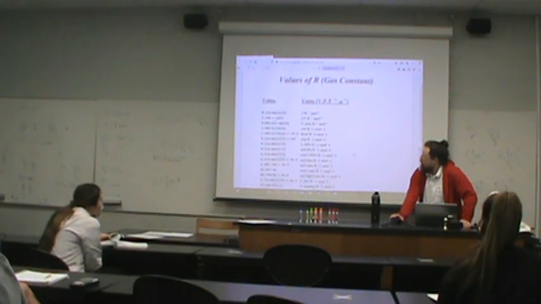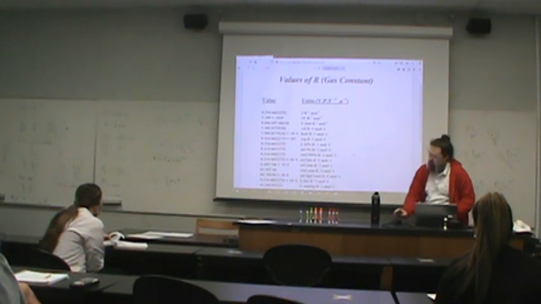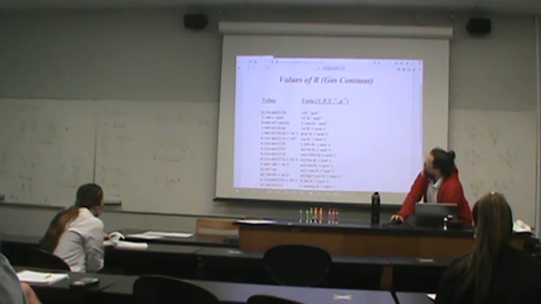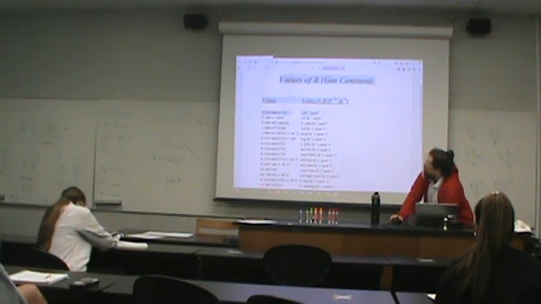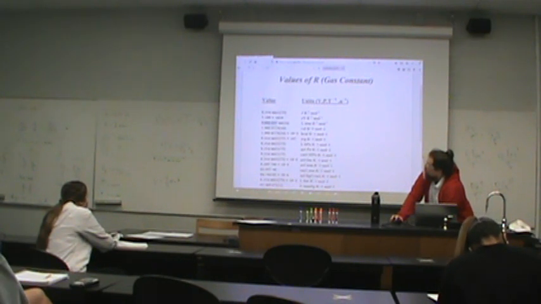R has a ton of different things it can be depending on what other units you're using. The two that we care most about are 8.314, and this is going to be for meters cubed and pascals. But if you are using liters and atmospheres, it's going to be 0.082.